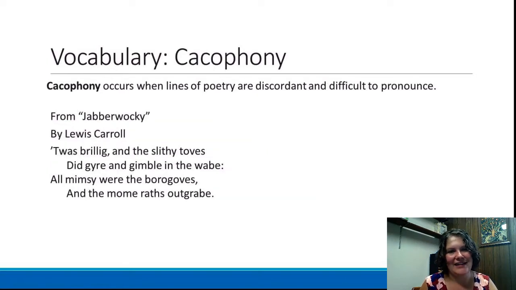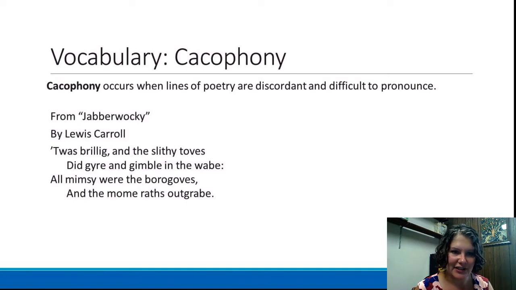The opposite of euphony is cacophony. It's hard for me to say. This occurs when lines of poetry are discordant and difficult to pronounce. So this is really the opposite of that musical, pleasant sound. The example I have here comes from Jabberwocky, which is a nonsense poem by Lewis Carroll.